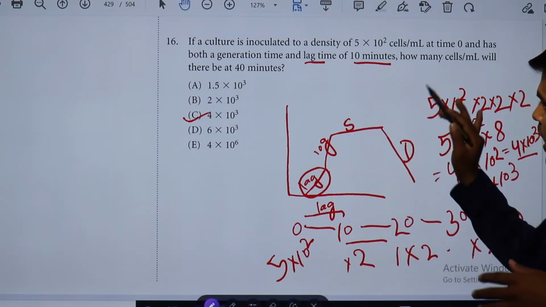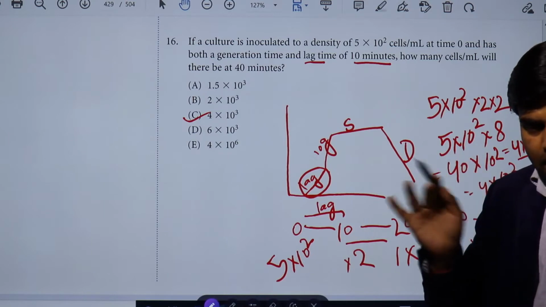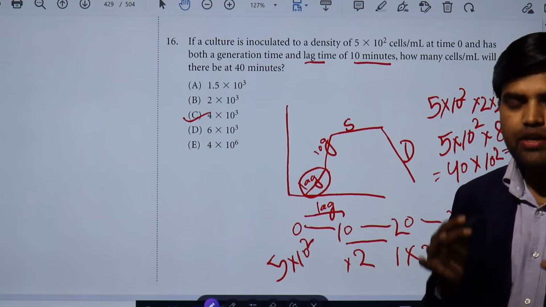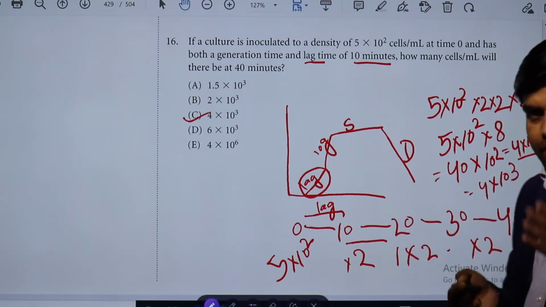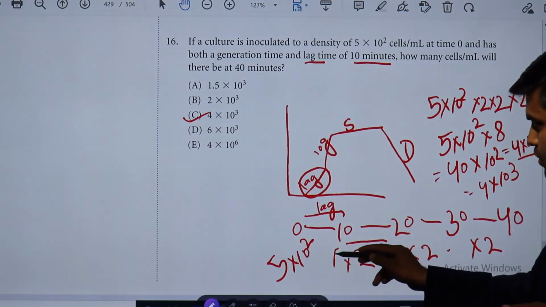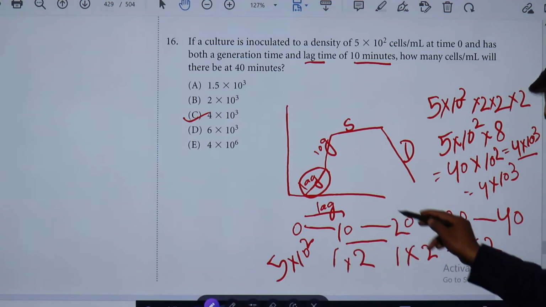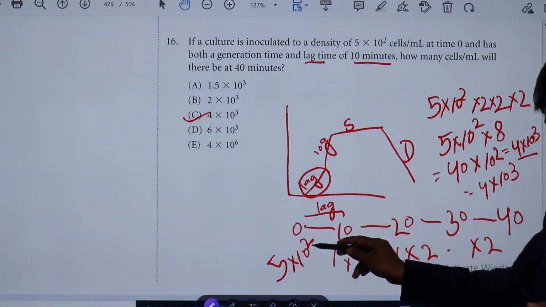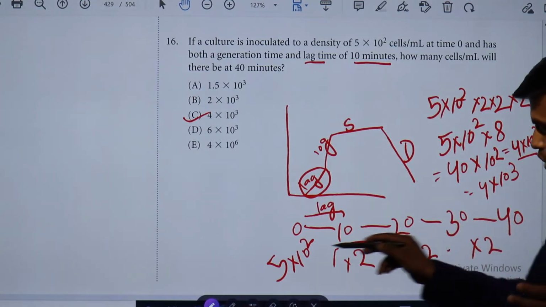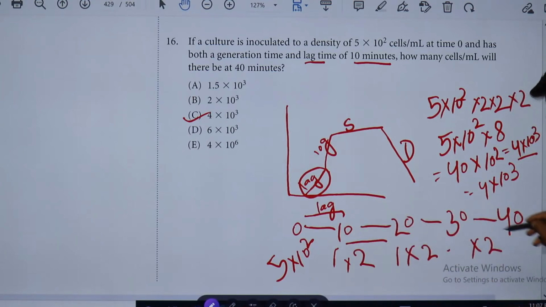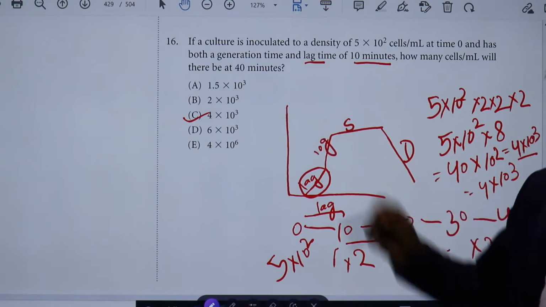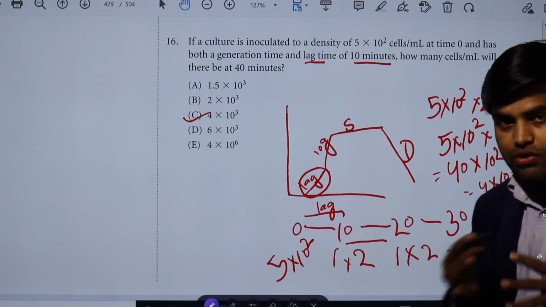Here they have given you a hypothetical question with these numbers to test your knowledge about the bacterial growth cycle. After that, every 10 minutes they multiply and become double. So here it will be 5 into 10 to the power 2, then at 20 minutes it will be 2 times, 10 into 10 to the power 2. Then it doubles again at 30 minutes, 20 into 10 to the power 2, and when you get to 40 minutes, it will be 40 into 10 to the power 2, and that is 4 into 10 to the power 3, your answer. Hope you have understood this question and answer.